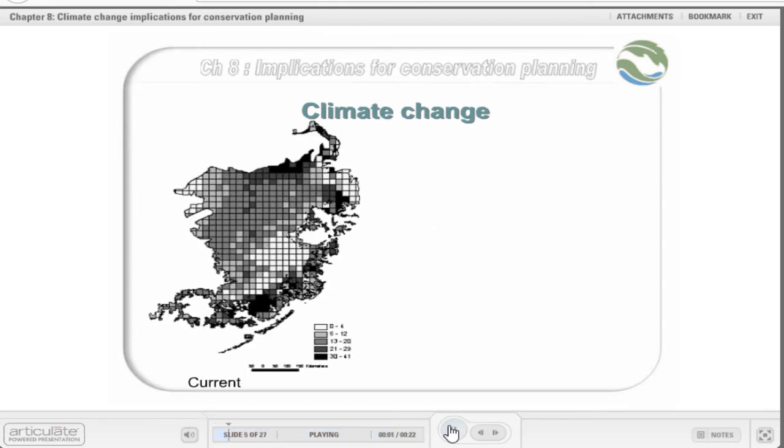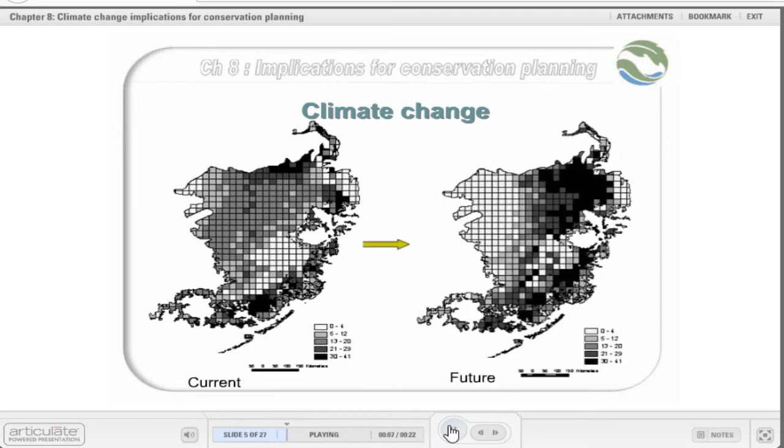If one looks at this slide of the current distribution of species richness for a selected set of taxa in the grasslands of South Africa, and compares it to the predicted distribution of that species richness under conditions of climate change, one understands that planning for the conservation of these species will differ between current and future scenarios of climate change. This is the challenge that must be met by modern conservation planners.